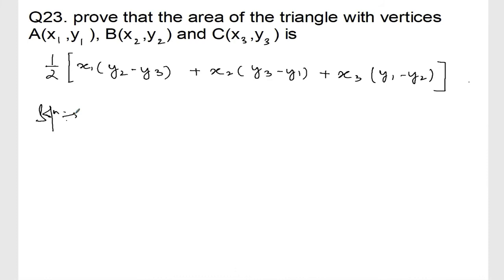So here is our question number 23. This question was asked in 2011, carrying 3 marks. Prove that area of a triangle with vertices A (x1, y1), B (x2, y2), C (x3, y3) is half into x1 (y2 minus y3) plus x2 (y3 minus y1) plus x3 (y1 minus y2). So this was the question asked.